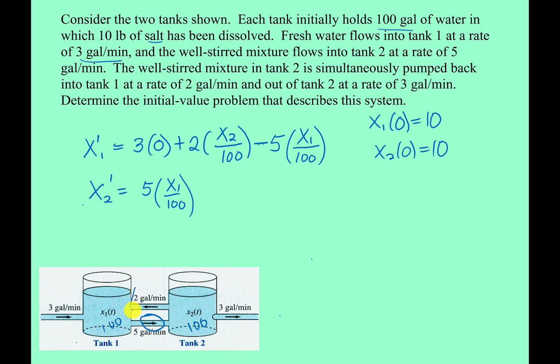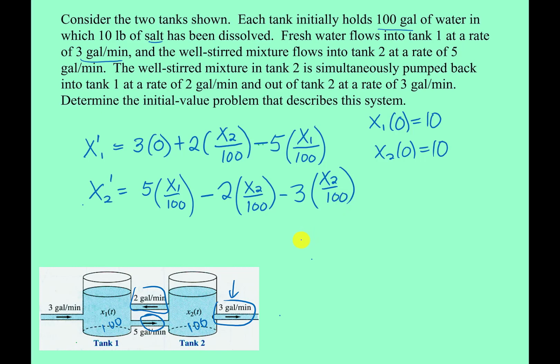Now we have two different terms going out, so those will both be minus. First one, the rate out is 2 gallons per minute, and the concentration would be x2 over 100. And then for this second piece, we have another minus term. Rate out is 3 gallons per minute. Concentration out is x2 over 100. So there's our initial value problem.